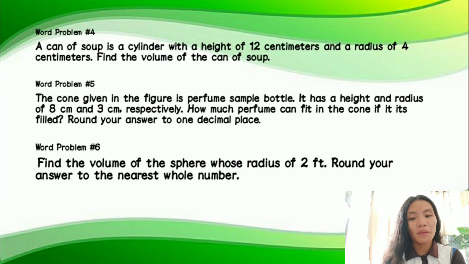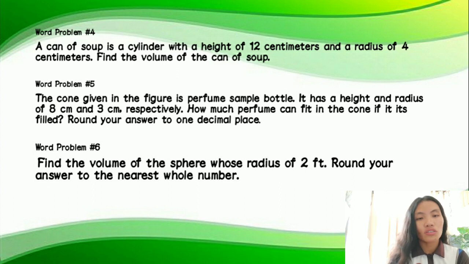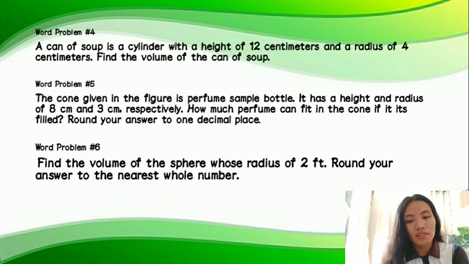Word problem number 5: the cone given in the figure is a perfume sample bottle. It has a height and radius of 8 centimeters and 3 centimeters respectively. How much perfume can fit in the cone if it's filled? Round your answer to 1 decimal place. Word problem number 6: find the volume of the sphere whose radius is 2 feet. Round your answer to the nearest whole number.